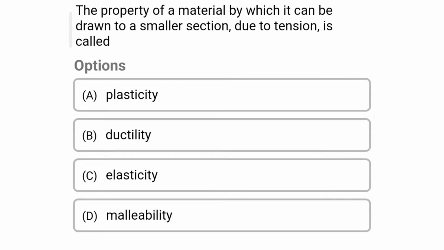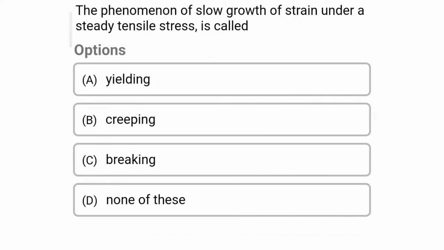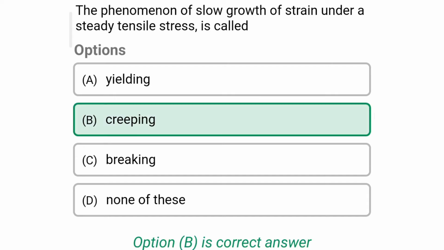So next question, the property of material by which it can be drawn to smaller section due to tension is called option A plasticity, option B ductility, option C elasticity, option D malleability. So the correct answer is option B ductility. So next question, the phenomena of slow growth of strain under a steady tensile stress is called option A yielding, option B creeping, option C breaking, option D none of this. So the correct answer is option B creeping.